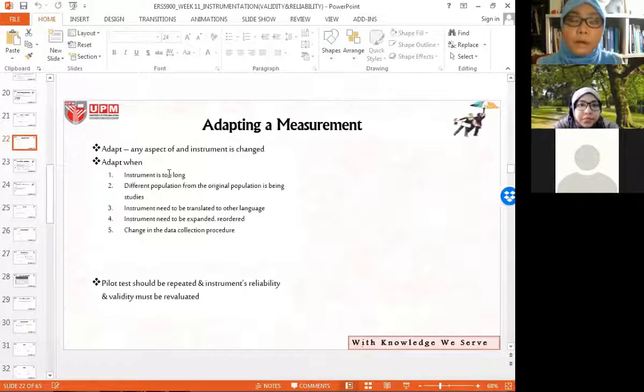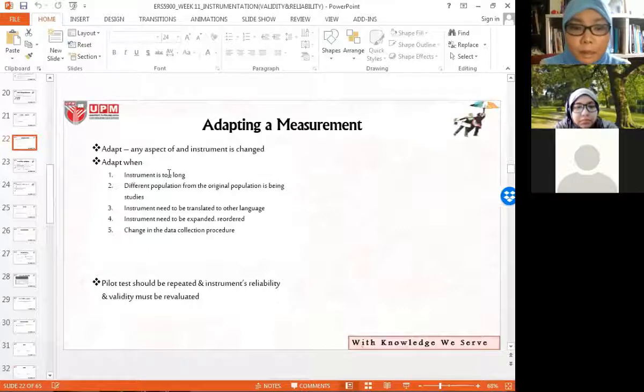For example, you have the original version of the instrument, it has around 40 items to measure one variable. So it is too long, especially at your level. Okay, so that's why most of the time, my students, I will advise them to reduce the number, but you cannot simply reduce. Okay, you have to reduce based on certain criteria. For example, based on factor loading. Okay, factor loading is somehow referring to the quality of each item.